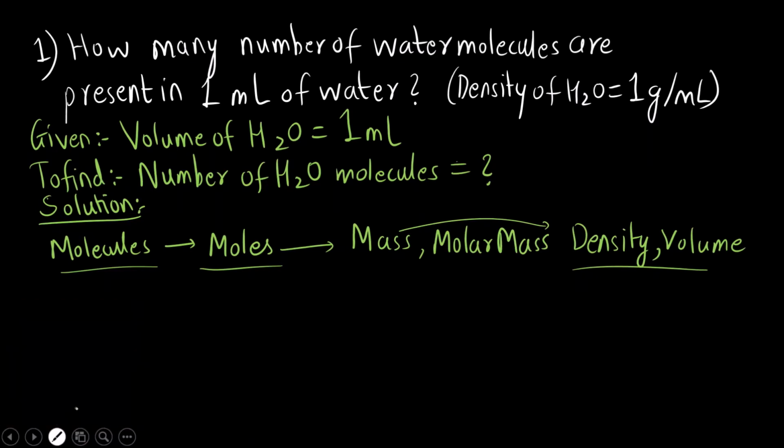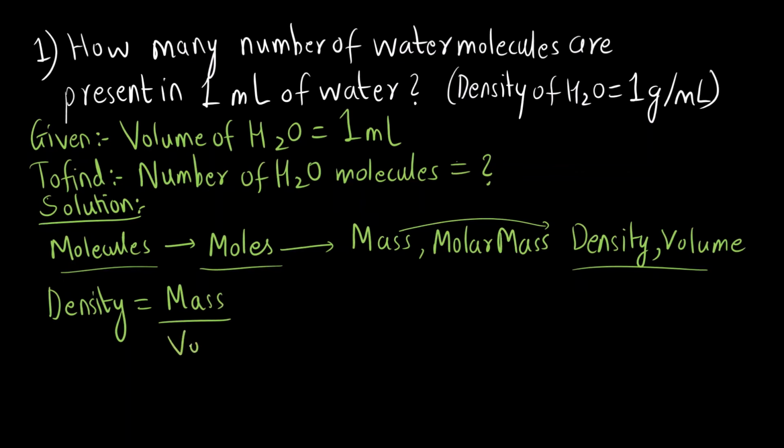So now let us first find out the mass using density. The formula for density is nothing but mass divided by volume, the mass of that particular substance divided by volume. So what we have to find out is the mass of water.